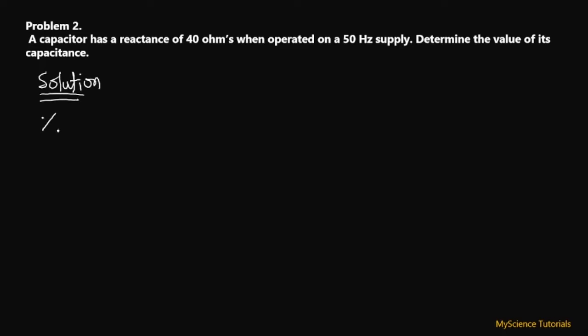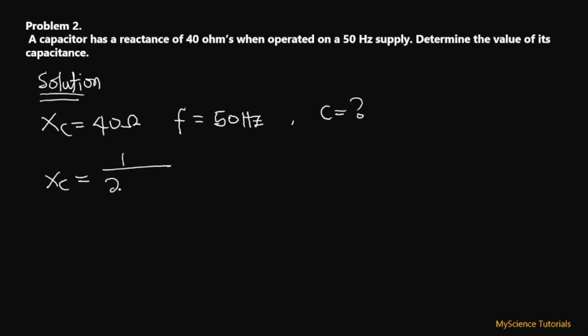So we've been given XC straight ahead from the beginning of the question, so 40 ohms, and we've been told that this circuit has been operated on a 50 hertz frequency supply. So we have 50 hertz as our frequency. We are to determine the value of C, which is our capacitance. That is what we do not know, but we know that XC, which is our capacitive reactance, is equal to the ratio of 1 over 2 pi FC.